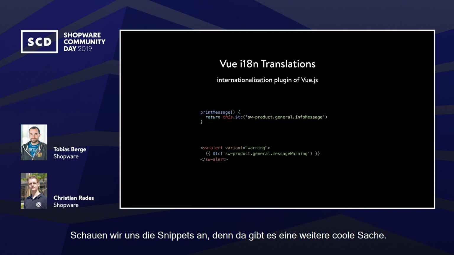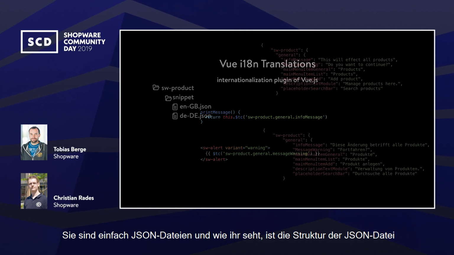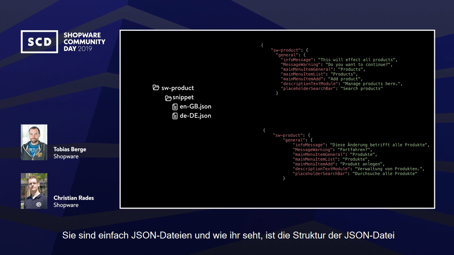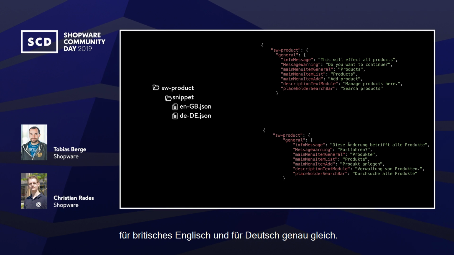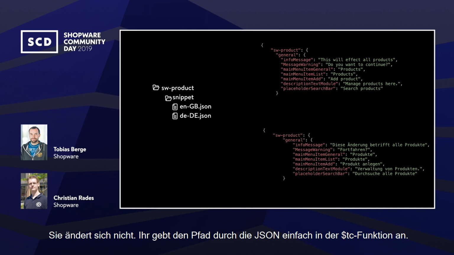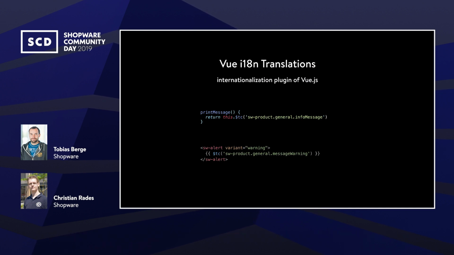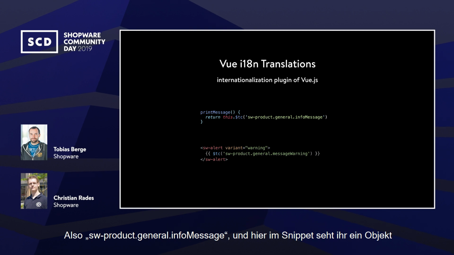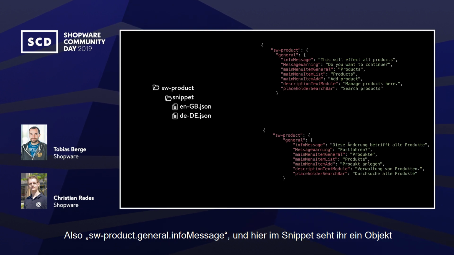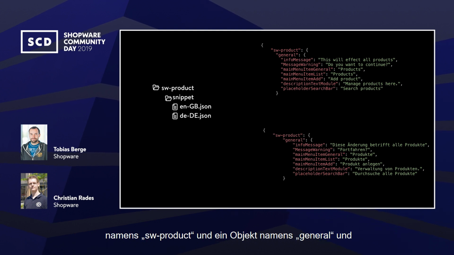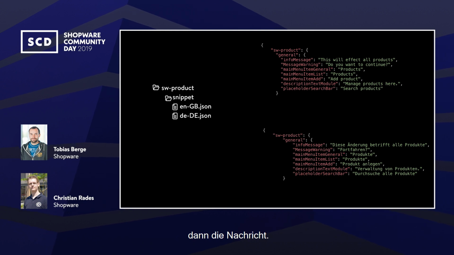So let's look at the snippets, because there's another cool thing. They are simply JSON files. And as you can see, the layout of the JSON file for the British English and the German is exactly the same. They don't change at all, and you simply specify the actual path through the JSON in the tc function. See, so sw-product.general.info.message, and here in the snippet you can see there's an object called sw-product, an object called general, and then the message.